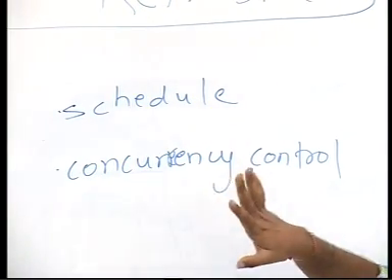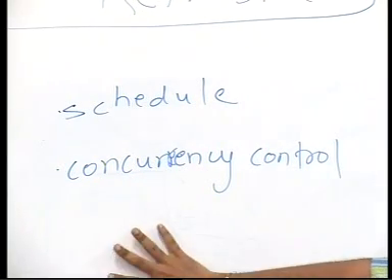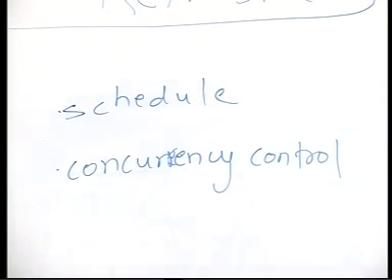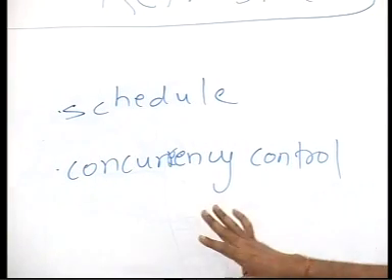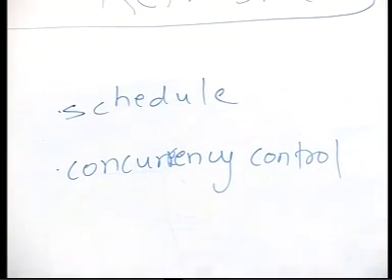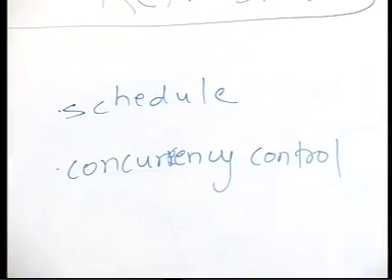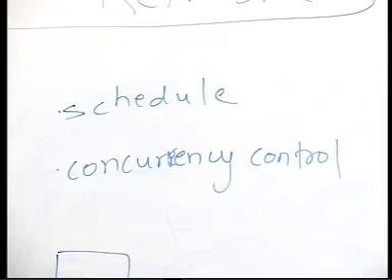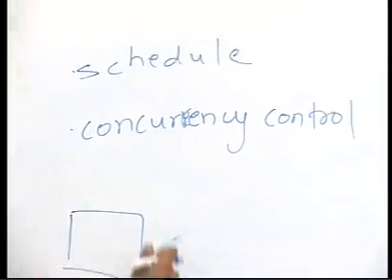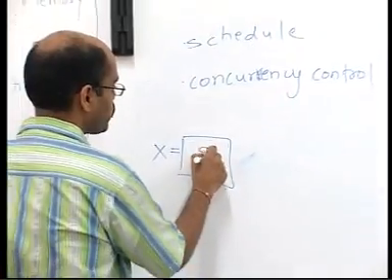So what if I don't worry about concurrency, what will happen? If I just create an operating system that is ignorant of concurrency, what will happen? A typical example I give is of the clock. There are two processes and there is the clock. Let's take a simple example: X equal to 9.